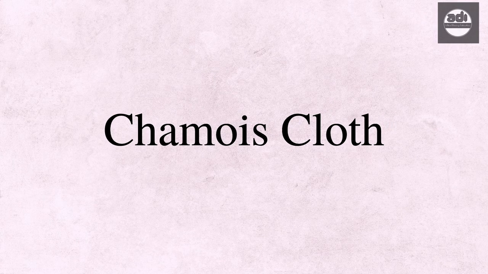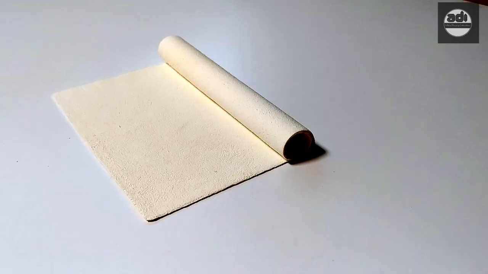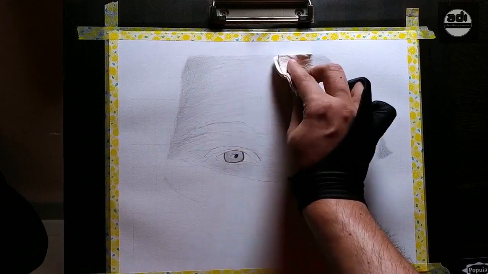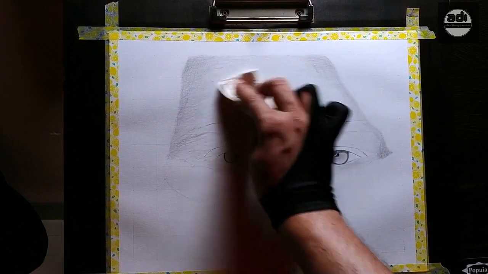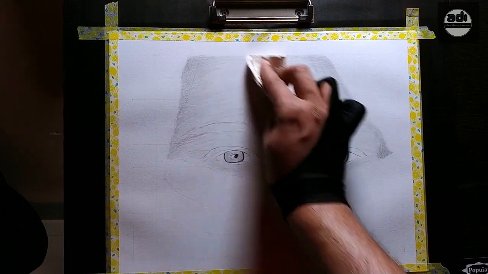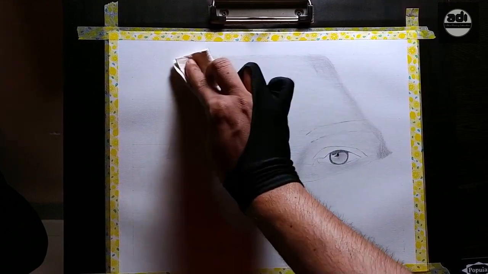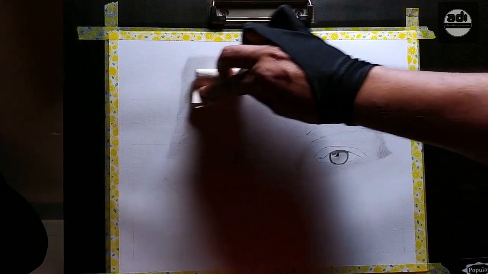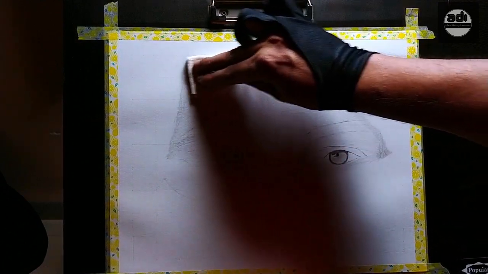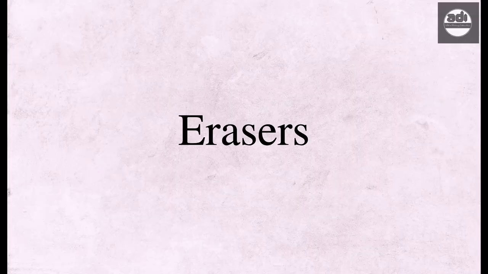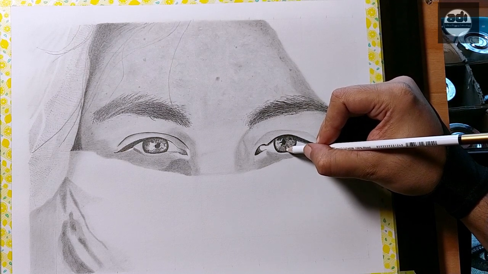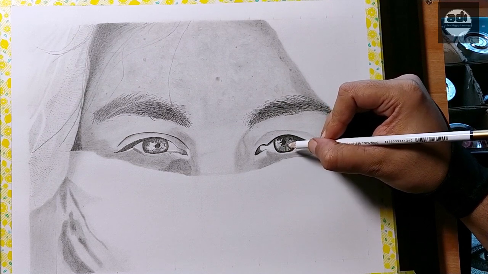Chamois cloth or leather is made from porous animal skin that is supple and absorbent. It is used as a subtractive and blending tool by artists for dry media such as graphite, charcoal, and pastels. The leather can remove some of the media from the paper in a more subtle and nuanced way than most erasers. Erasers should be thought of more as a drawing tool than an instrument of correction.